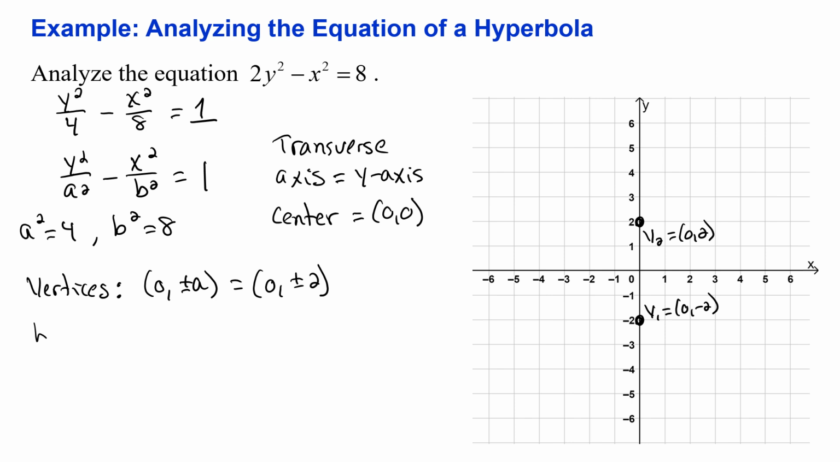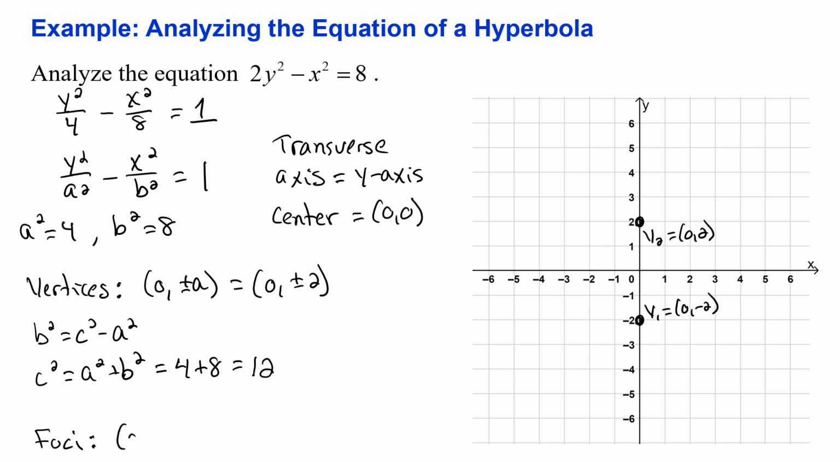We know that b squared is equal to c squared minus a squared, or c squared is equal to a squared plus b squared. Now since a squared equals 4 and b squared equals 8, then we have c squared equal to 4 plus 8, which is 12. Now, we know the foci are a distance of c from the center along the transverse axis, so the foci lie at the points (0, plus or minus c), which is (0, plus or minus square root of 12), which simplifies to (0, plus or minus 2 square roots of 3).